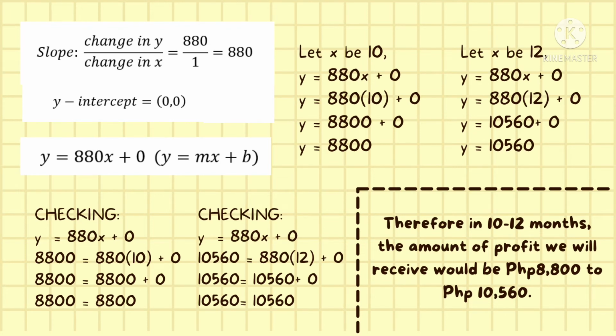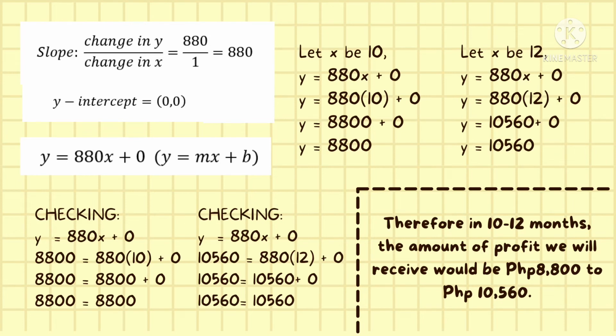Now let us solve for x as 10. What we would do is substitute 10 into the equation. So the equation will become y = 880 times 10 plus 0. Then we multiply 880 and 10, which will become 8,800. And then we add 8,800 and 0, to which the final answer would become 8,800.